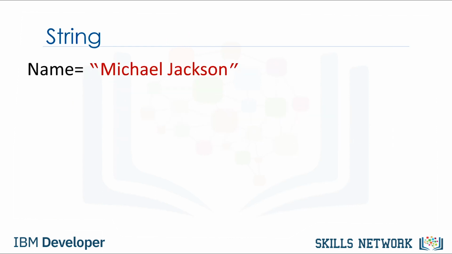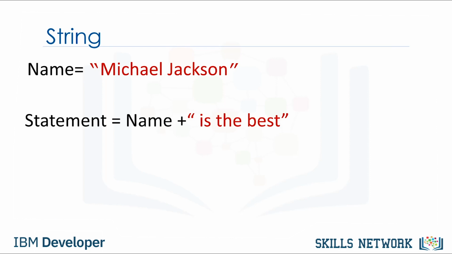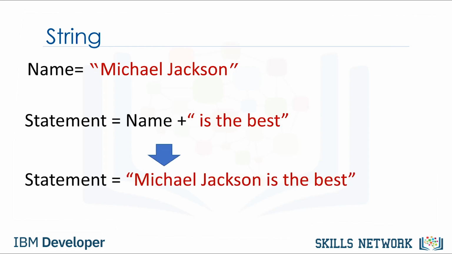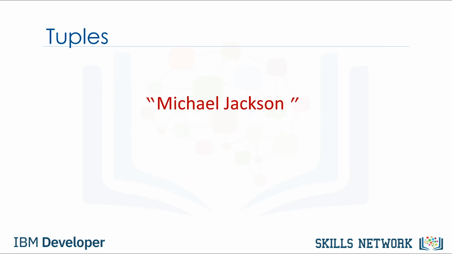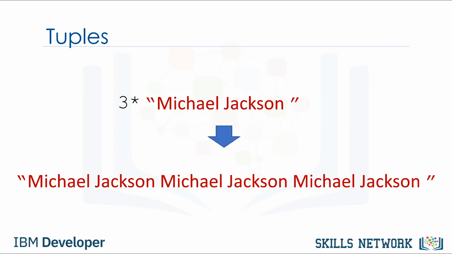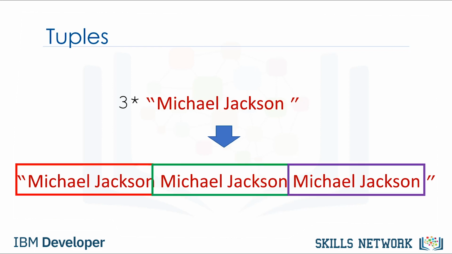We can concatenate or combine strings. We use the addition symbols. The result is a new string that is a combination of both. We can replicate values of a string. We simply multiply the string by the number of times we would like to replicate it, in this case 3. The result is a new string. The new string consists of 3 copies of the original string.